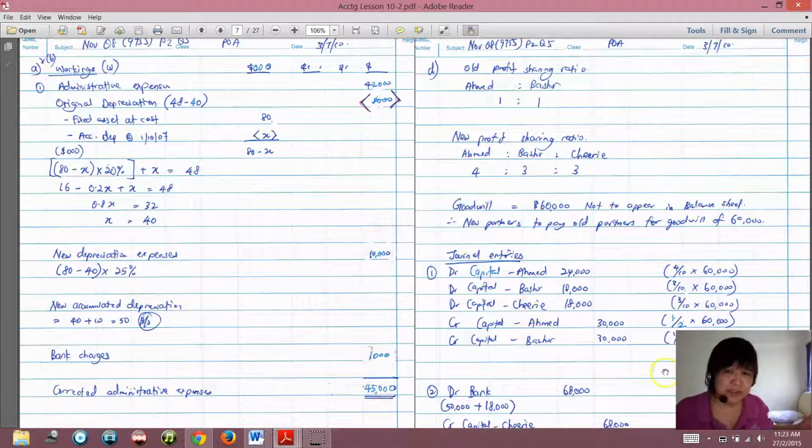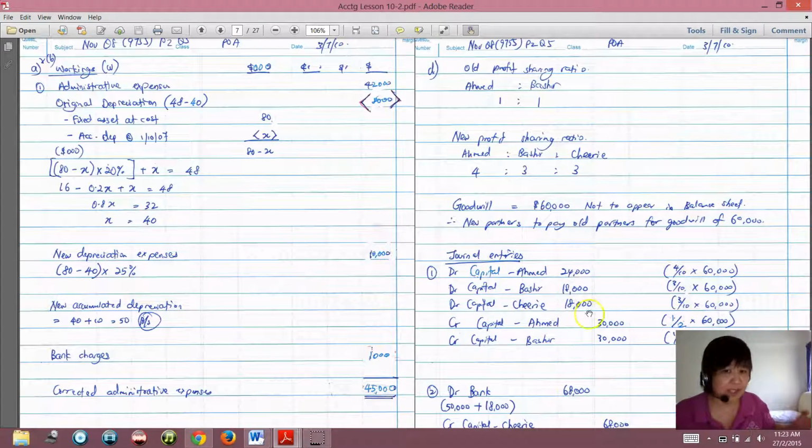So Cherry will say, okay, this 60,000 was generated due to the past effort of you two, Ahmad and Bashir. But you two are still in the company. You will also enjoy your past efforts. In other words, in the future, you two will still be enjoying the goodwill that you have generated for the company because you are still in the company.